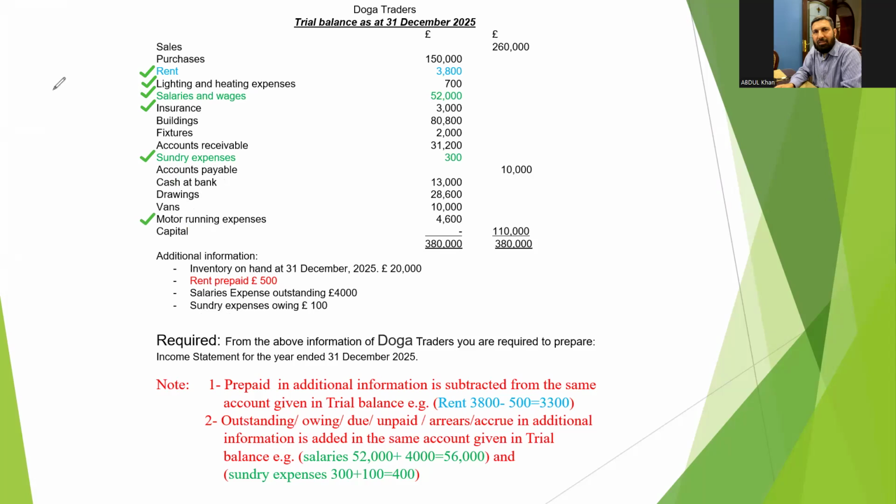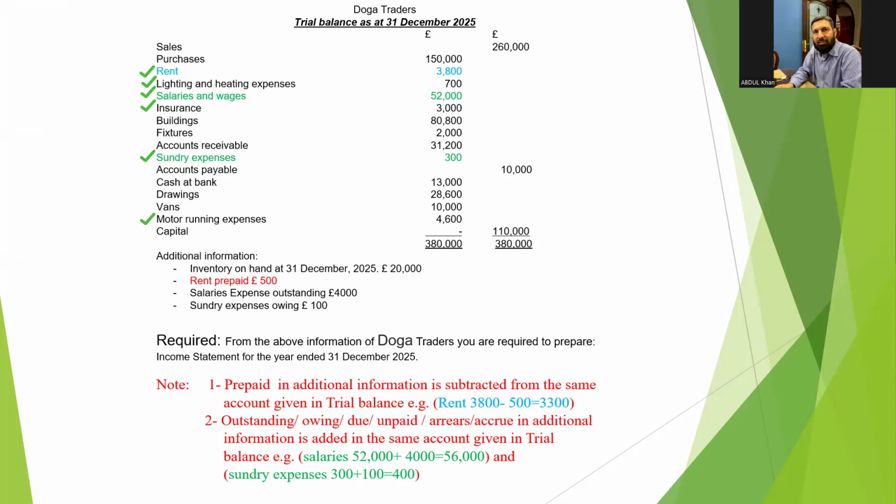But remember, whenever you write any expenses, you have to see the additional information also. If anything is related to it, you have to add or subtract. As I told you, if it is prepaid, you have to subtract, otherwise you add it. So now we can go back to the questions. How will you write the answer?